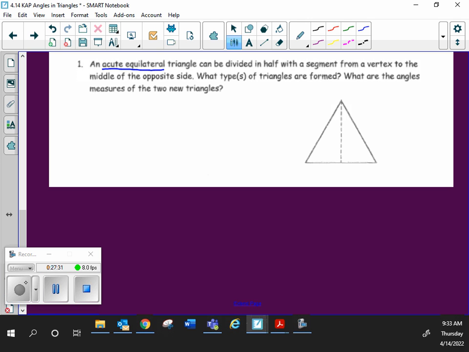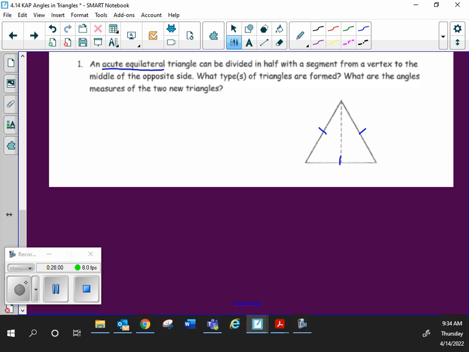Acute means all of the angles are less than 90, and equilateral means all equal sides. Okay, so I'm going to go ahead and mark that. The angles don't really help me because there's a bunch of different combinations that could get each one. But I do know that all the sides are equal. Let's start there. I'm going to put a little tick mark showing that all the sides are equal. Okay, let's critically think about this.